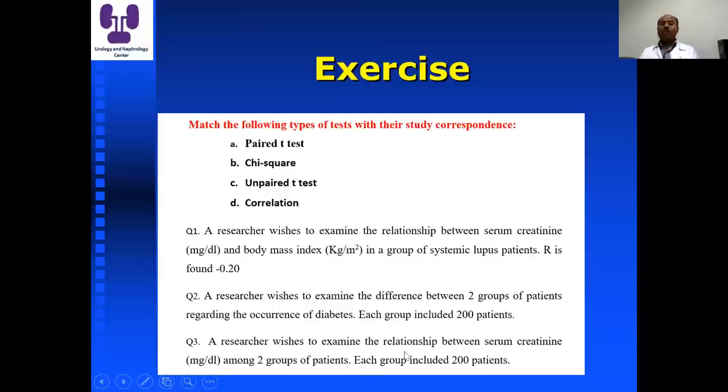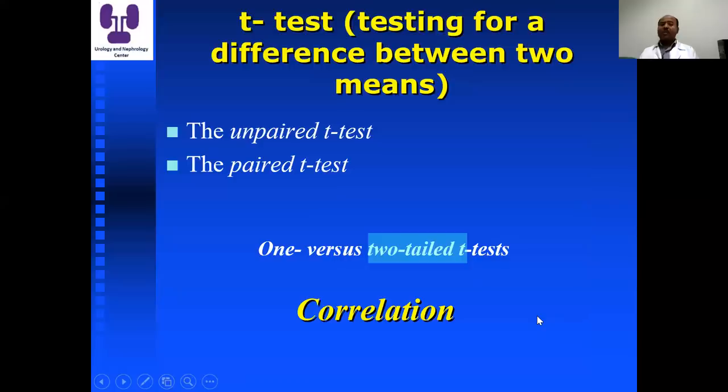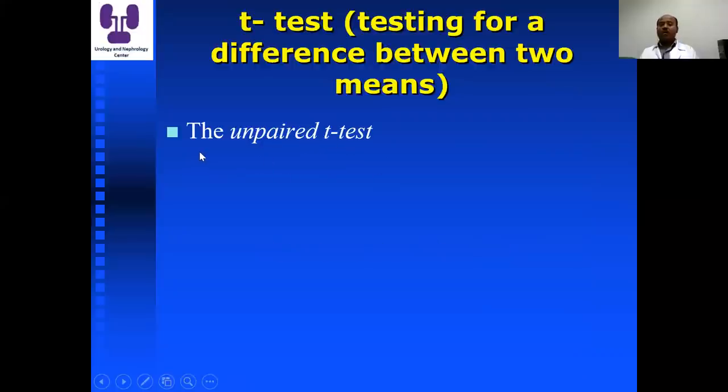A researcher wishes to examine the difference in serum creatinine between two groups of patients. Each group includes 200 patients, two groups, quantitative variable, so the test to use is the unpaired test. If we are comparing three groups, so more than two groups, regarding a quantitative variable, we use one-way ANOVA. So again, if we are comparing two groups regarding a quantitative variable, we use the unpaired test. If it is the same variable before and after and it's quantitative, the paired test. If there are more than two groups and the variable under assessment is quantitative, one-way ANOVA.